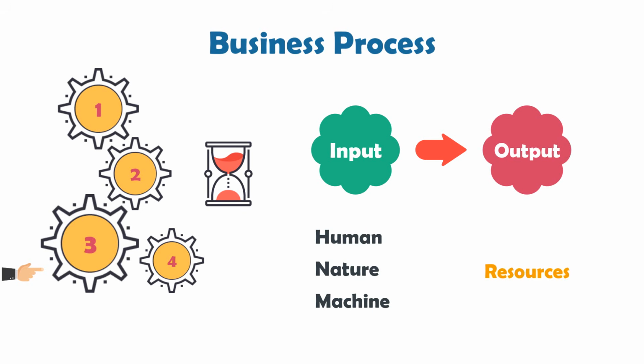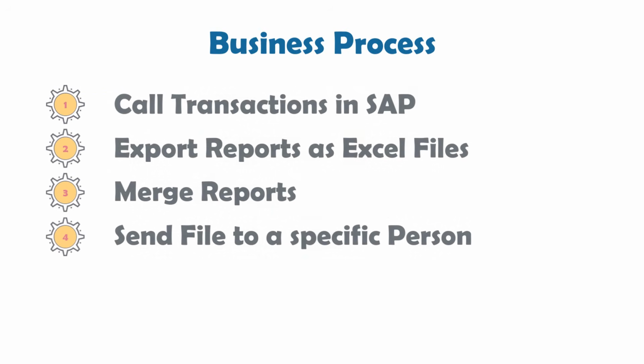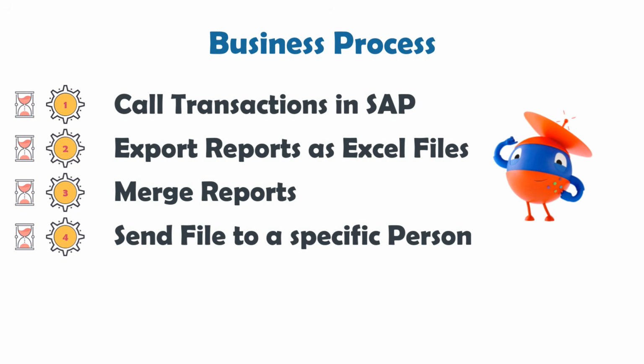For example, we have the following process. We have to call different transactions in the SAP system, and export reports as Excel files. At the end, we want to merge all these files together, to get one output file. This output file should be sent to a specific person. As you see, we have different steps, which should be carried out. We can perform this process manually, but we can also implement it in UiPath, so that a robot can perform this process by itself, without human intervention.